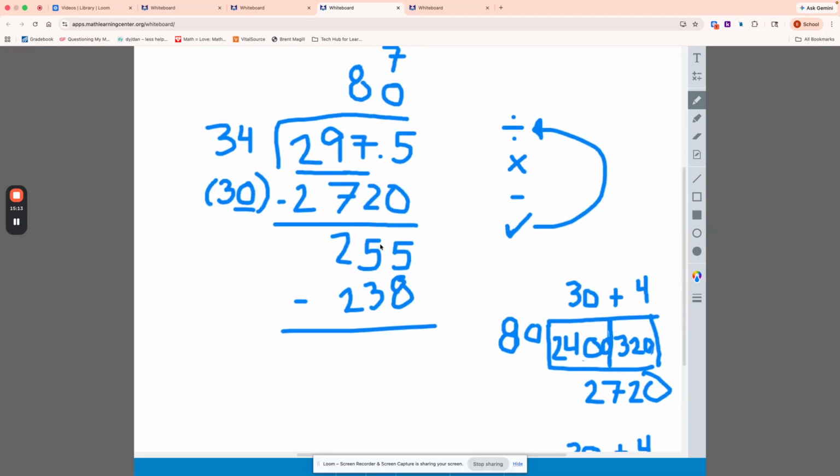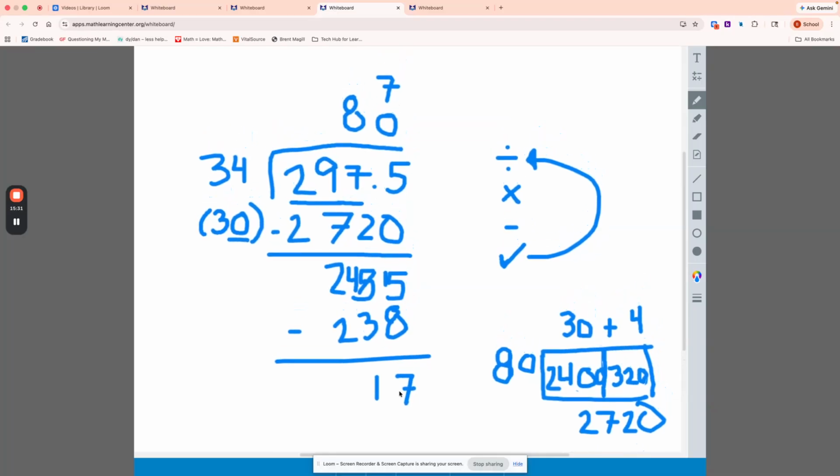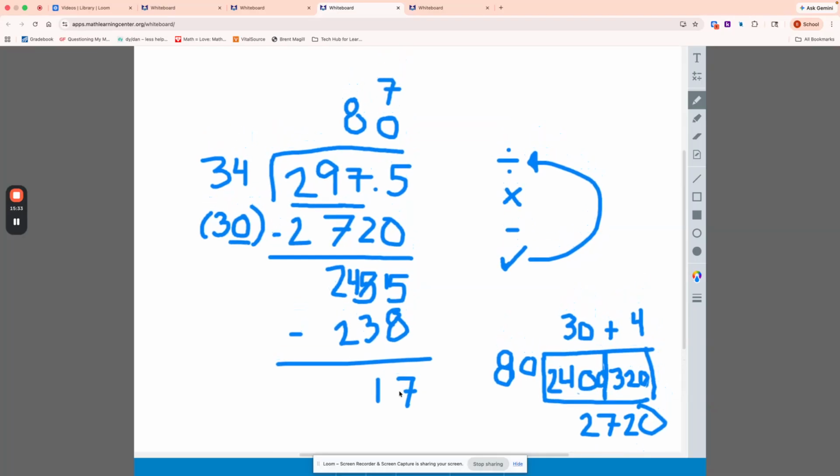Now I can subtract and see what I'm left with. And I'm left with, I'm going to have to ungroup this and subtract. And this becomes 10 times bigger. It's 15. Now this is 7. And this is 1. So it becomes 17. Can I divide 17 up? No, I cannot. So I'm going to have to add a 0.